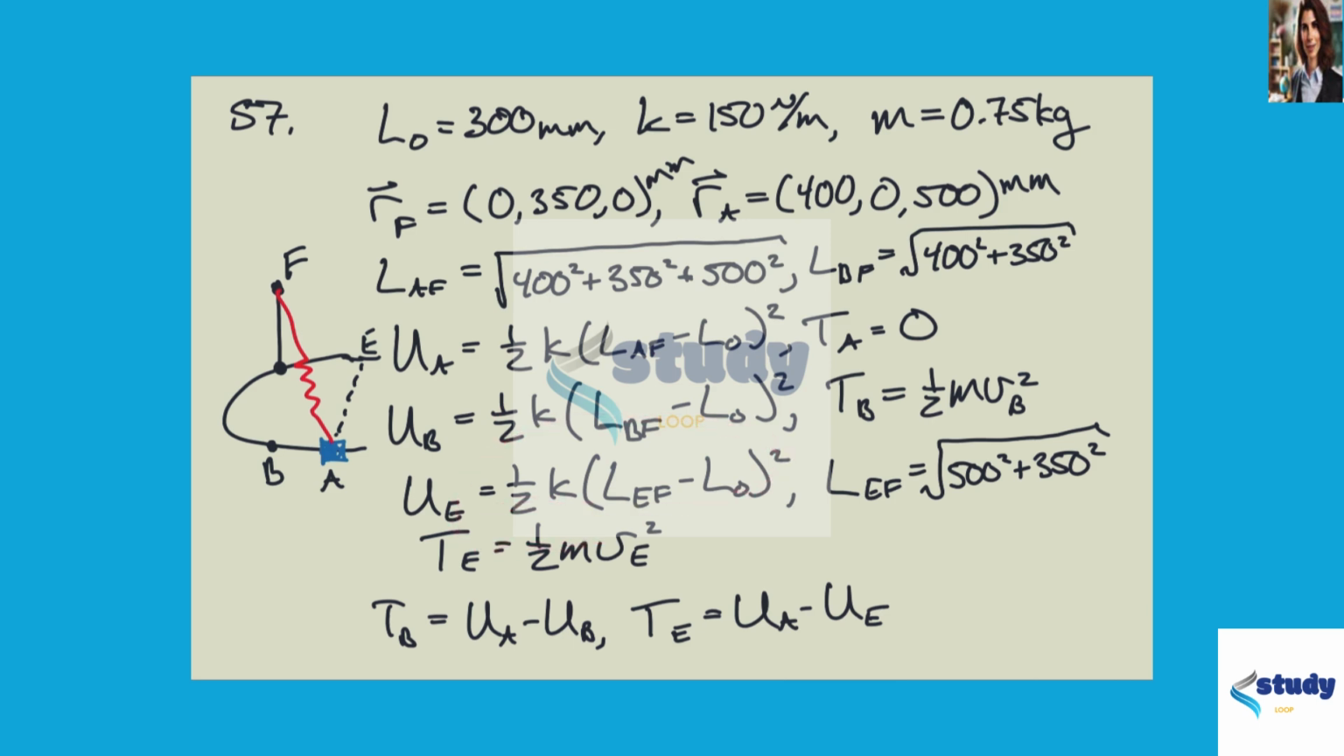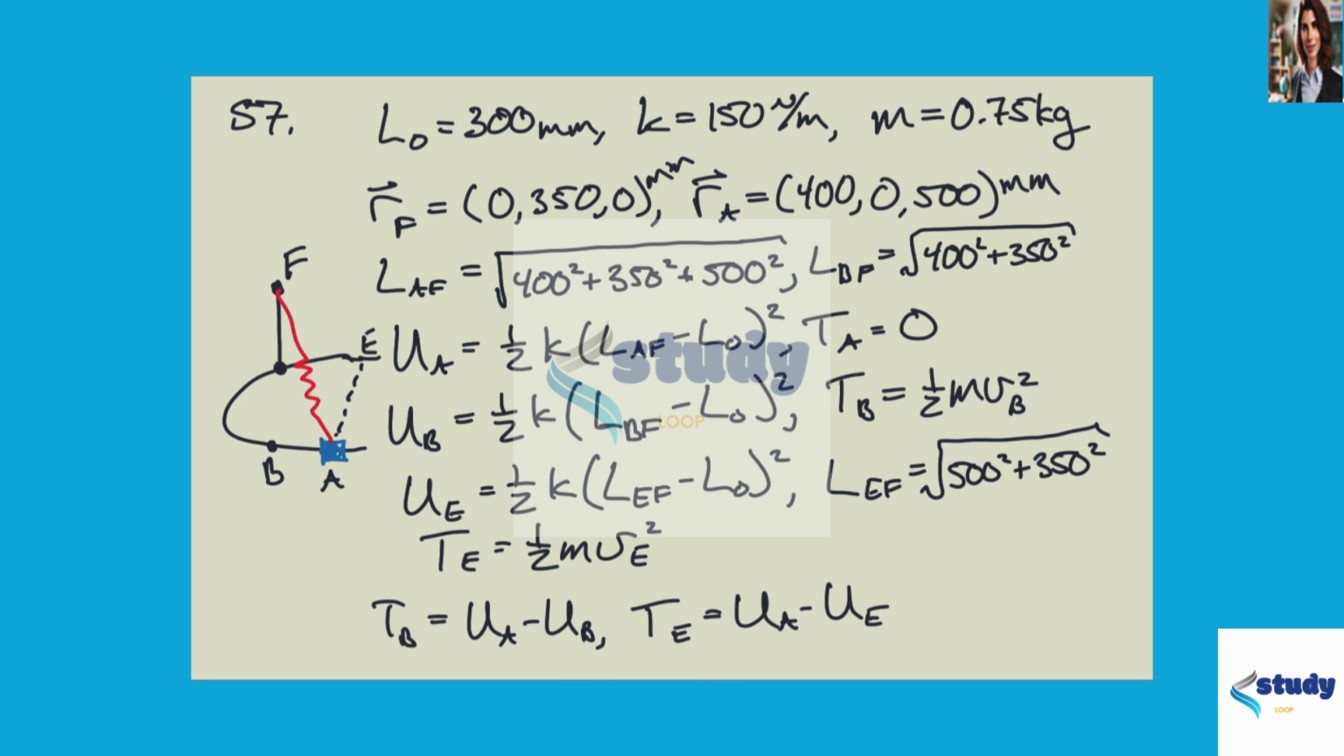Now we can figure out the length from A to F, just taking the position vector A minus F and taking the length of that, and we get basically this expression, all of these terms squared and the square root of that. From B to F, again, taking the position vector to B, which I didn't write here, but the position vector of B is simply 0, 0, 200.